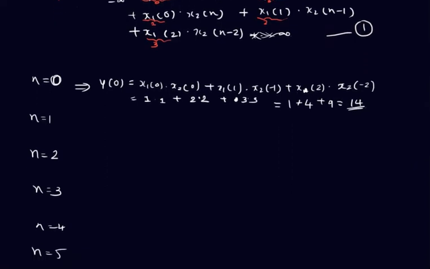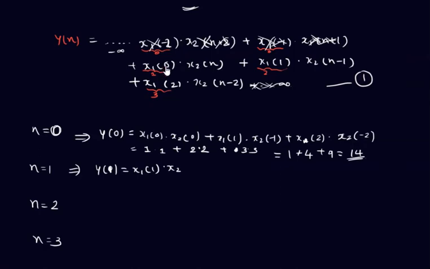Okay. Now put the value of 1 in this particular graph. So what we will have, y of 1 is equal to x1 of 0 into x2 of n, which means x2 of 1, plus x1 of 1 into x2 of n minus 1, that means 1 minus 1, that is x2 of 0, plus x1 of 2 into x2 of 1 minus 2, that is minus 1.